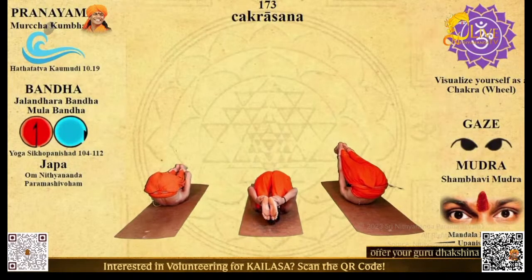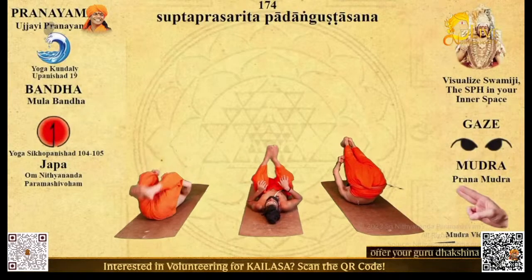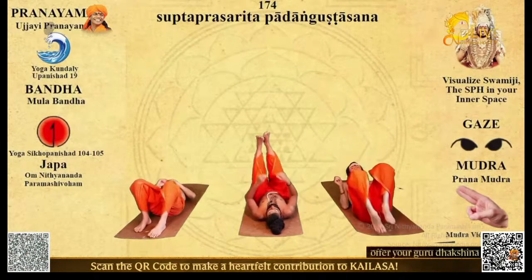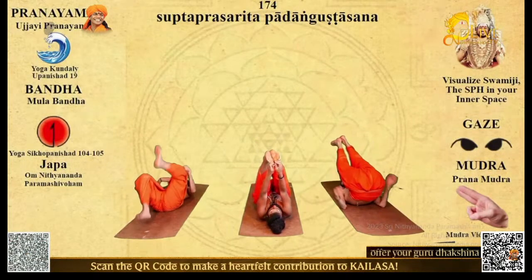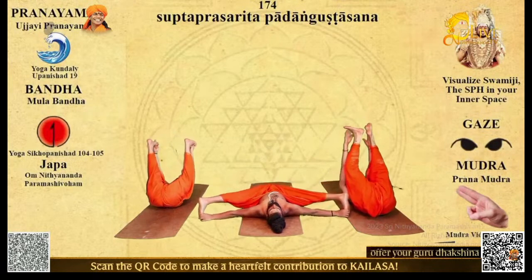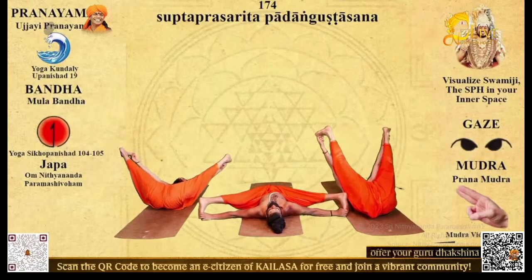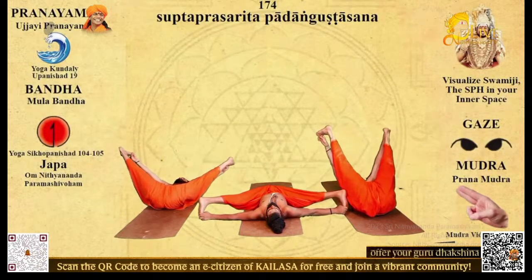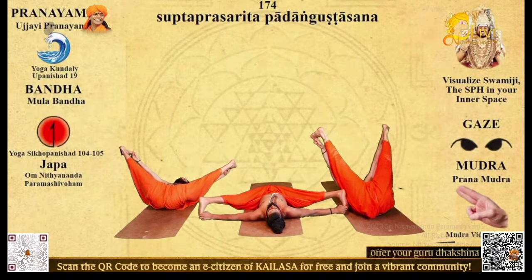Now bring your legs vertically and hold onto the big toes as you then open your legs wide in Supta Prasarita Parangushtasana. Now visualize Swamiji and breathe in Ujjayi Pranayama, making an ocean-like sound with your mouth as you keep the navel region engaged.